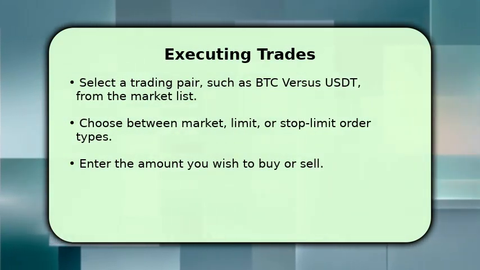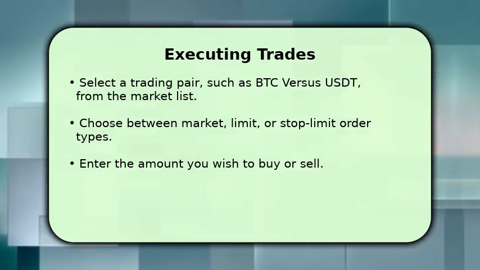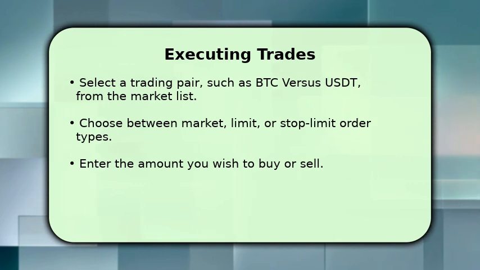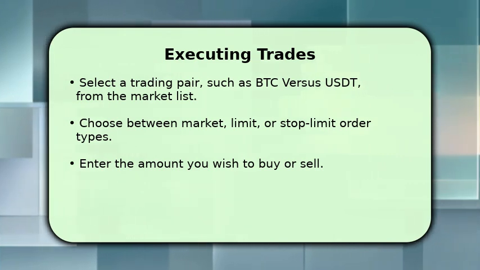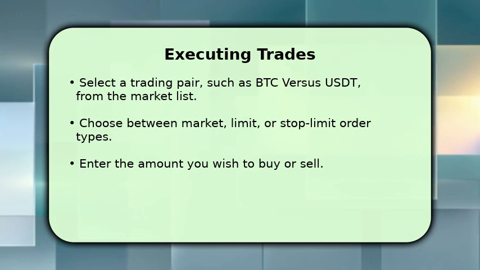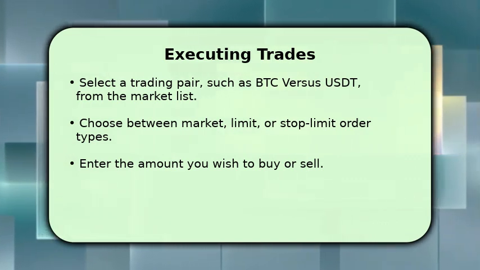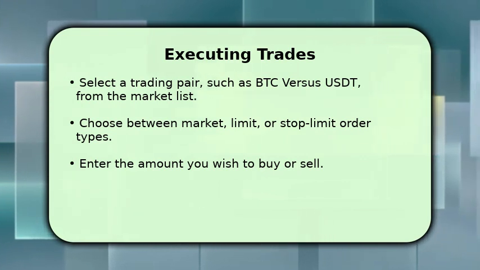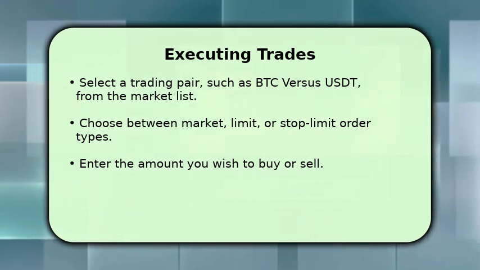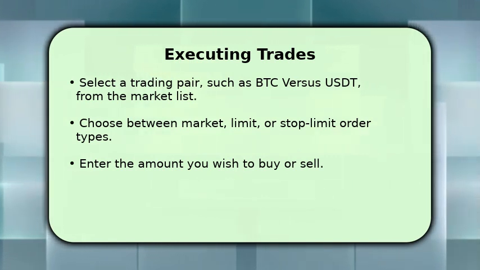First, select your desired trading pair, for example, Bitcoin versus Tether, from the extensive market list. Binance offers various order types, including market orders for instant execution, limit orders for specific prices, and stop limit orders for risk management. Carefully input the amount of cryptocurrency you wish to trade. Always double-check all your order details before confirming to ensure accuracy.